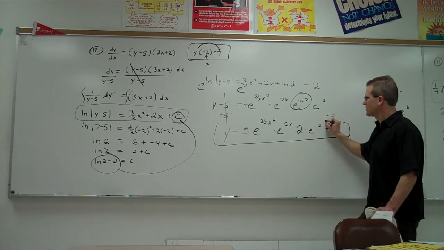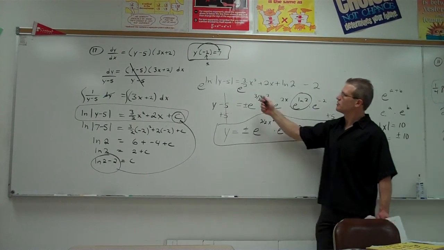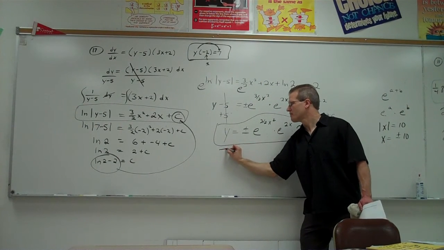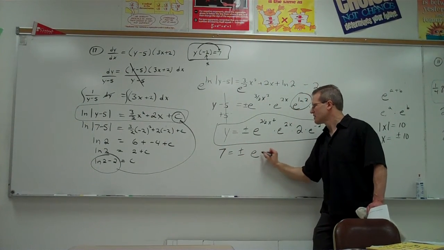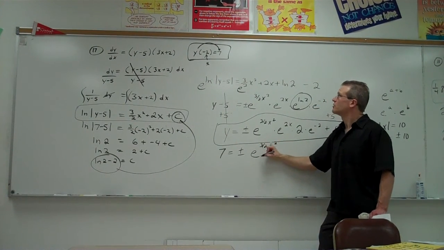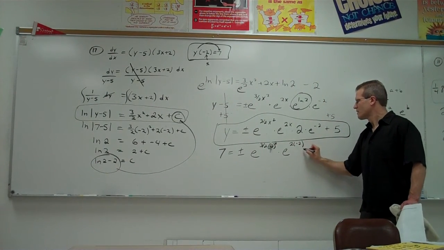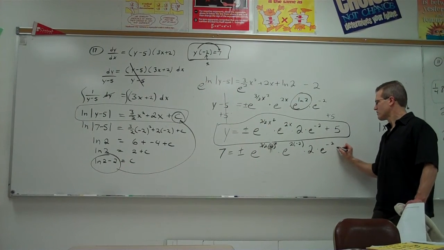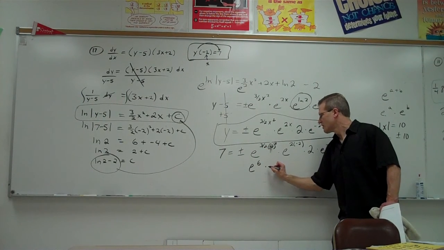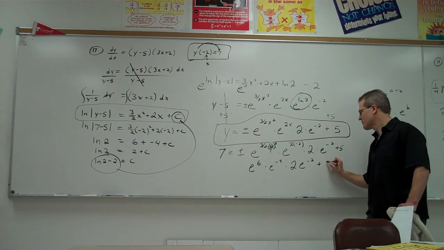Now you have to make the decision. This is going to be my answer, except I have to decide whether it should be a plus or a minus here. This graph has to go through the point negative 2, 7. So if I put negative 2 in for x, I have to be able to get 7 for y. So let's figure out whether the plus or minus would help me get 7. For x, you're putting in negative 2. So this is going to be e to the 6th right here, times e to the negative 4 times 2 e to the negative 2 plus 5.